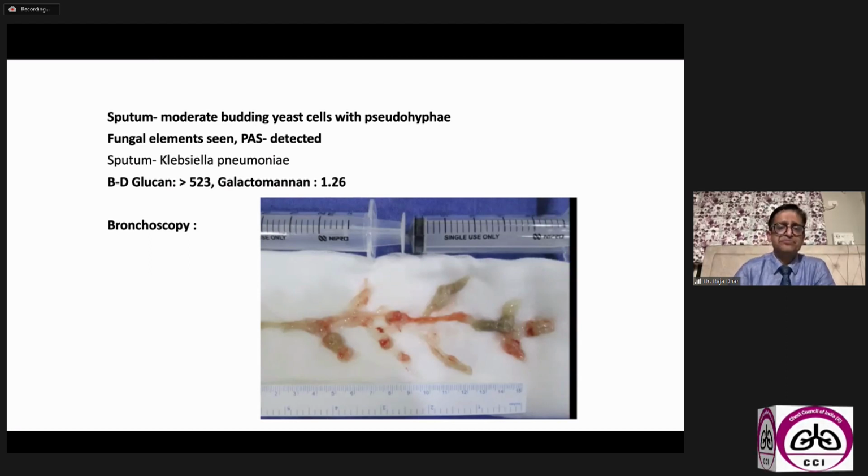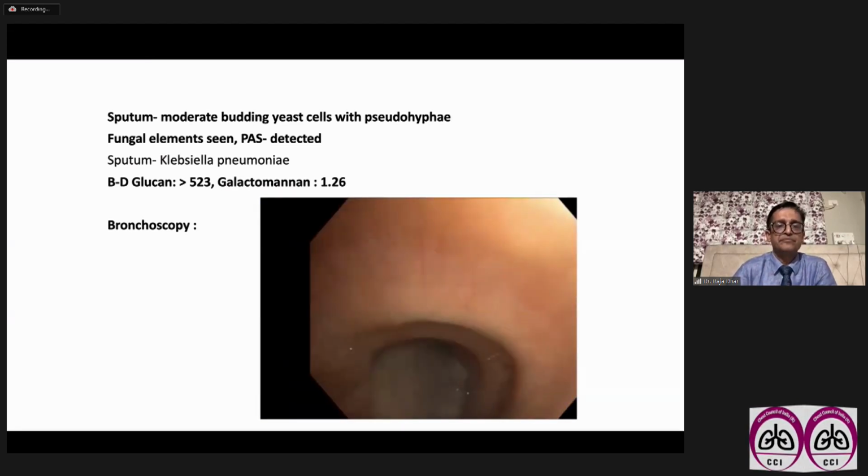This patient had grown Aspergillus, and you can see the cast on there, which is consistent with the fungal infection we spoke about. The sputum also grew Klebsiella in this particular individual. So remember, this is 3 months post-COVID.